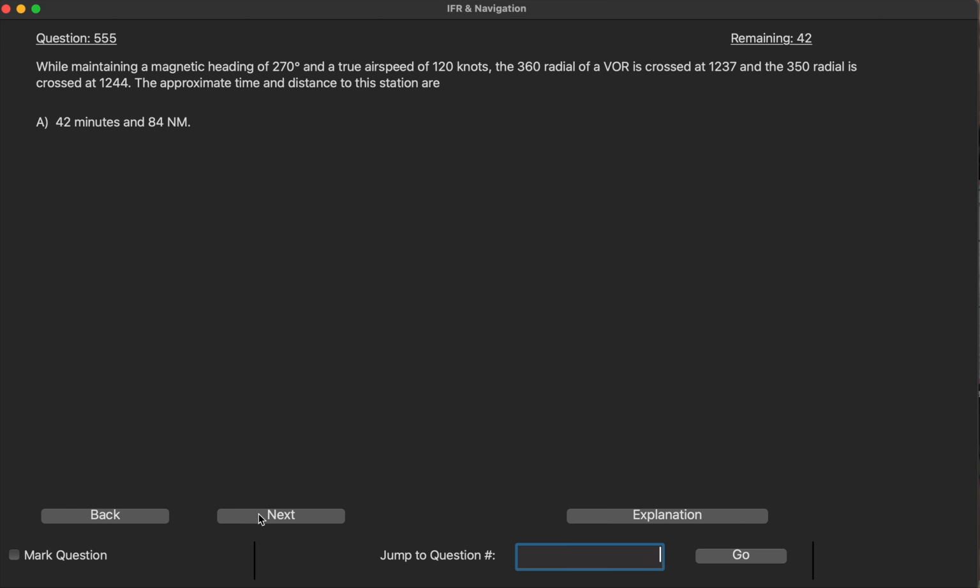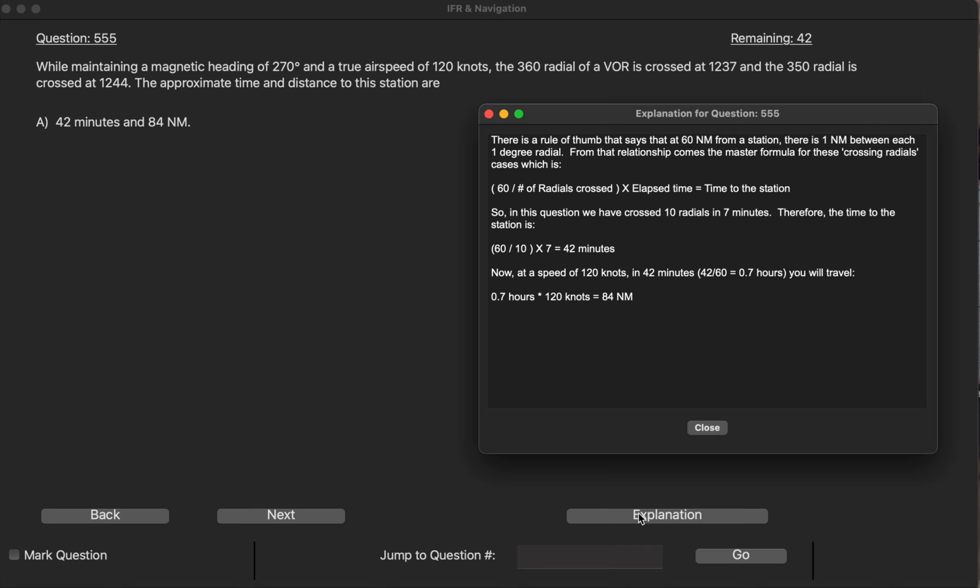While maintaining a magnetic heading of 270 and a true airspeed of 120 knots, the 360 radial of a VOR crossed at 12:37 and the 350 radial is crossed at 12:44. The approximate time and distance to the station are 42 minutes and 84 nautical miles. I'll just look at the explanation on that.